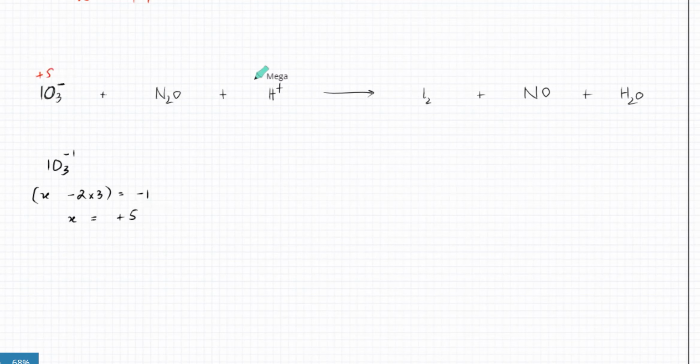What is N over here in N2O? N is unknown, that's X, and there are 2 of them, so 2X. Oxygen is minus 2. The entire thing should add up to 0, because it's a neutral molecule. You solve for this, and it comes out to be equal to plus 1. So N over here is plus 1.